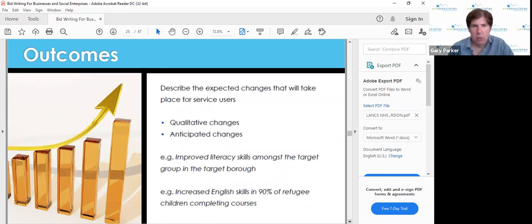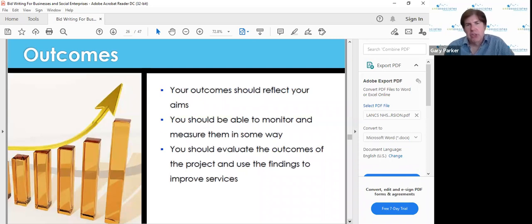So here's some other ones. For example, if you were delivering literacy skills, improve literacy skills amongst the target group in the target boroughs. So it could be improving literacy skills of Afghan refugees in the Preston area, or increase English skills in 90% of refugee children completing courses. They are outcomes of the outputs we've described previously.